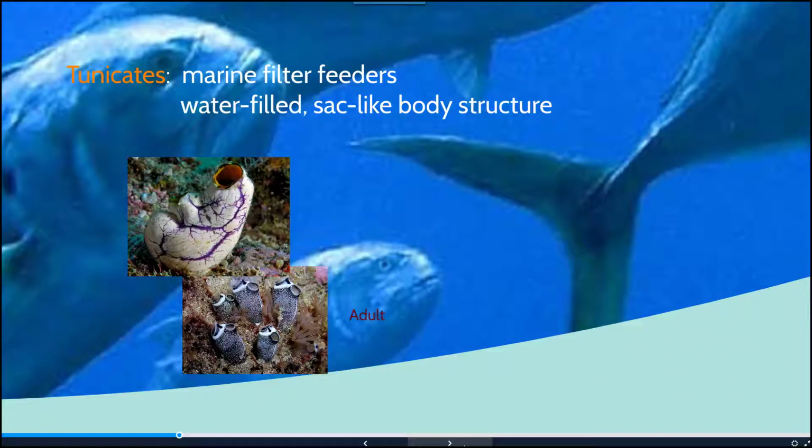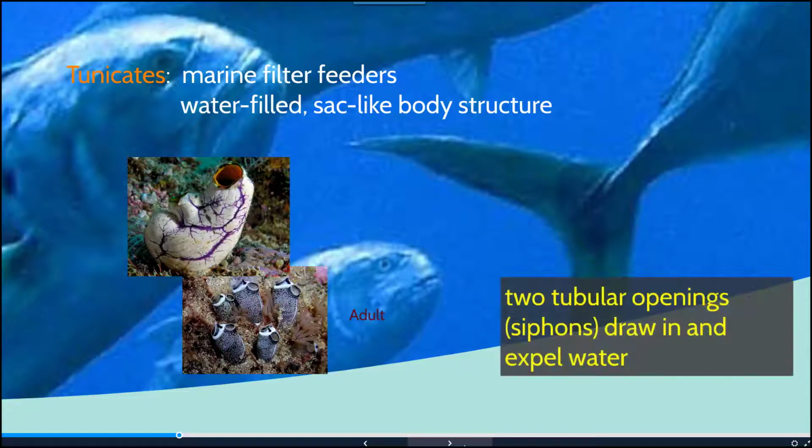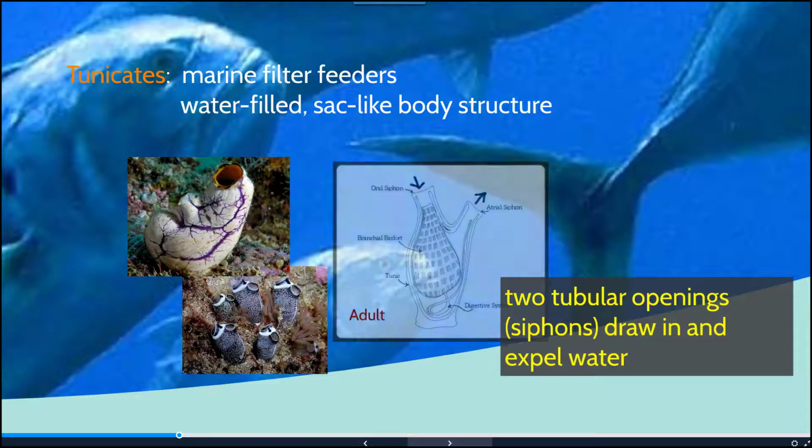Next, we have tunicates, which are marine filter feeders. They have a water-filled, sac-like body structure. In these images here, you see a version of the adult. There are two tubular openings to these organisms called siphons that draw in and expel water. As you can imagine, this allows them to not have to manage their internal environment if it can be similar to the external environment in terms of ions and salt concentration and whatnot.